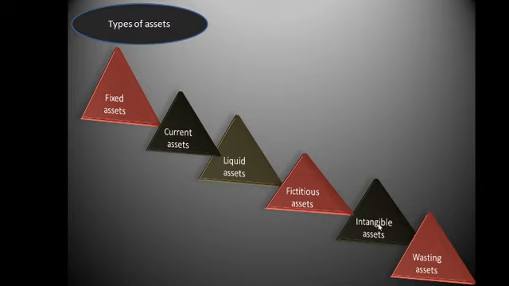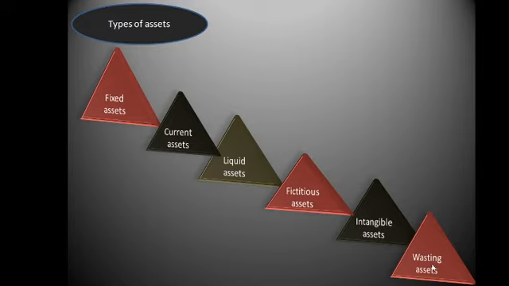All right, let's go down to intangible assets. Intangible assets are assets that cannot be seen and touched, although they have values. Examples are goodwill, patent, and copyright. Later we'll explain that. Now let's finish with wasting assets.